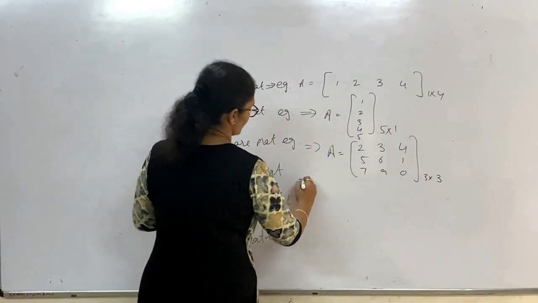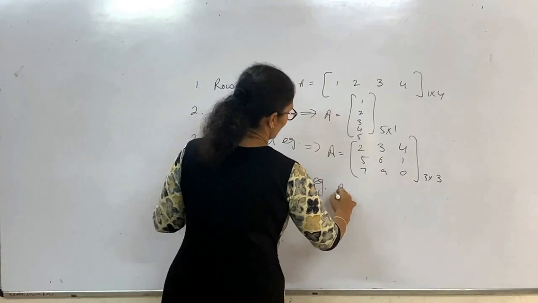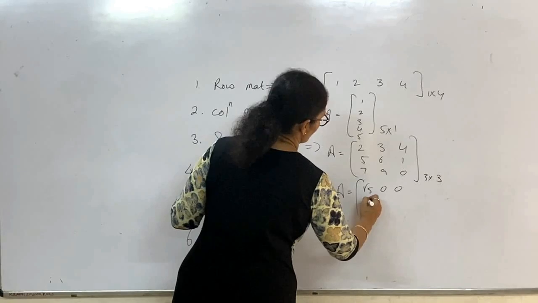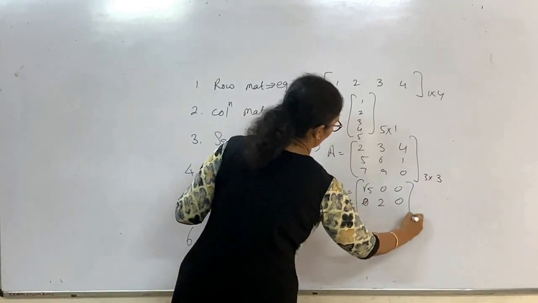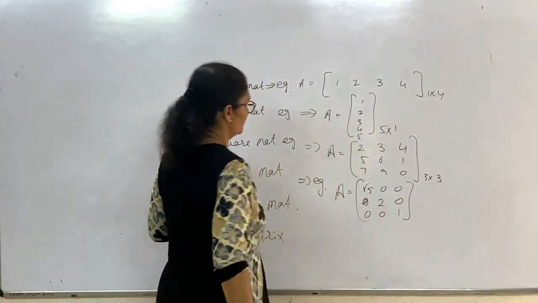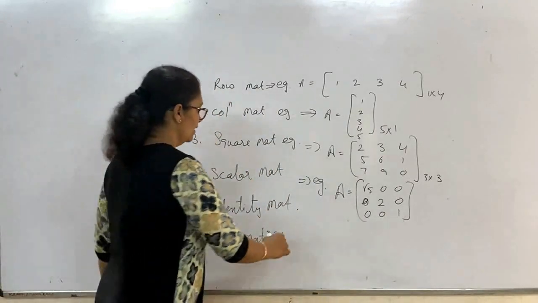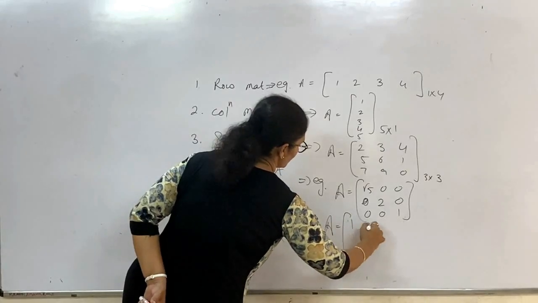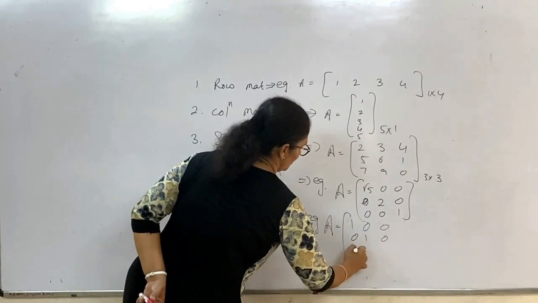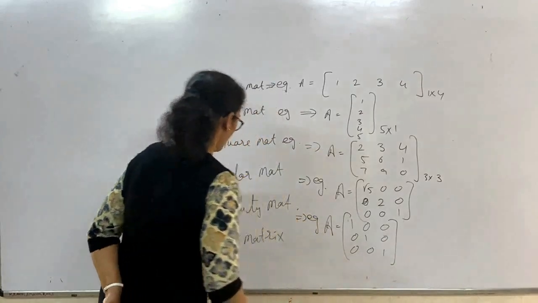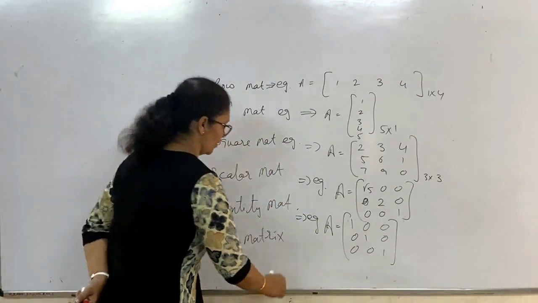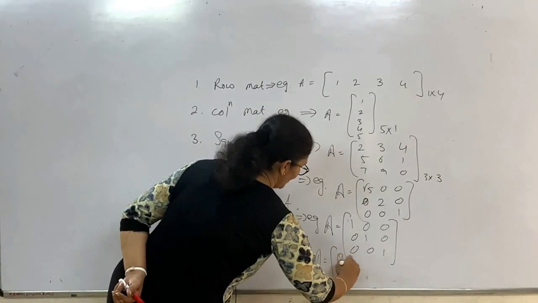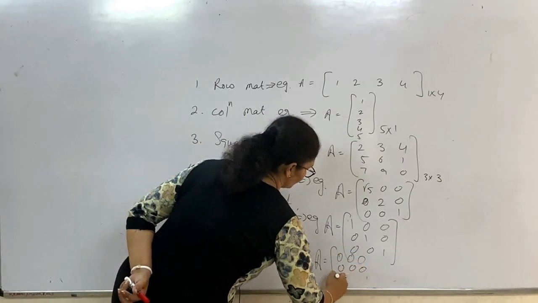Now a scalar matrix. Let's take one example: root 5 0 0, 0 2 0, and 0 0 1. This is your scalar matrix. Now an example of an identity matrix: 1 0 0, 0 1 0, 0 0 1. This is your identity matrix. And last one, the zero matrix. For a zero matrix, let's take all the elements of the matrix as 0.